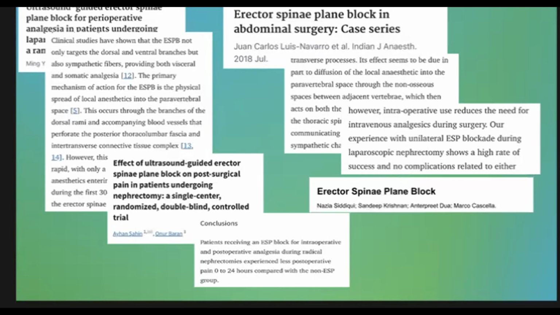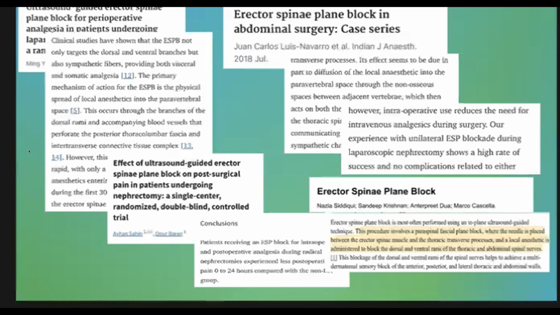Another study conducted by Nazia Siddiqui et al. stated that the procedure involved a paraspinal fascial plane block where the needle is placed between the erector spinae and the thoracic transverse process, and the administration of the drug blocked the dorsal as well as the ventral rami.